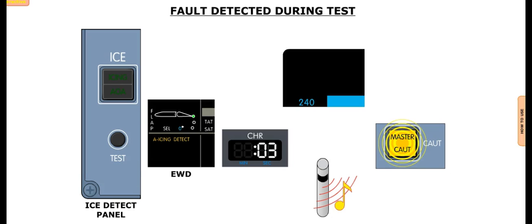If a fault is detected during this test, an amber anti-icing detect alert is displayed in the EWD. In addition, both master caution lights flash and a single chime sounds.